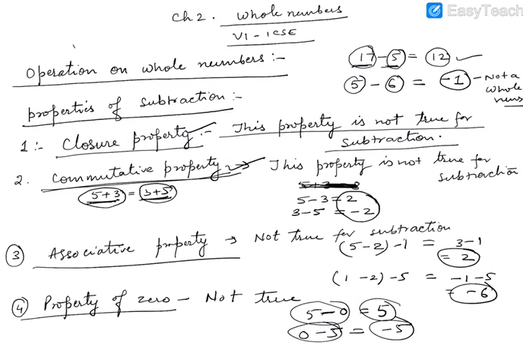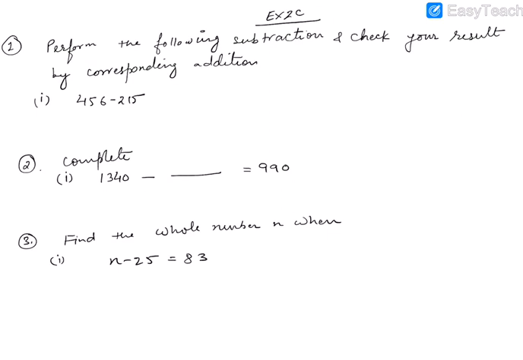On the basis of these properties, we'll discuss exercise 2C. So this is the first question. Perform the following subtraction and check your result by corresponding addition. First of all, we'll subtract, then we'll check it by corresponding addition. What is corresponding addition? Later on I'll explain. First of all, we'll subtract it.